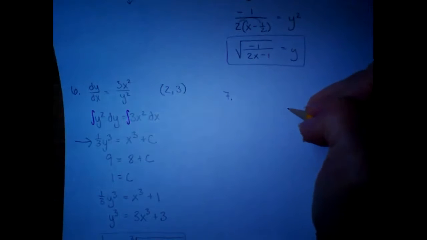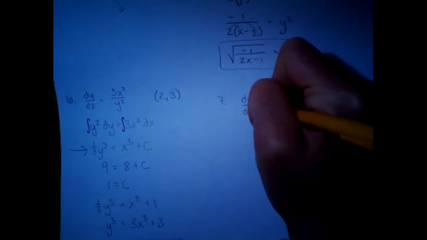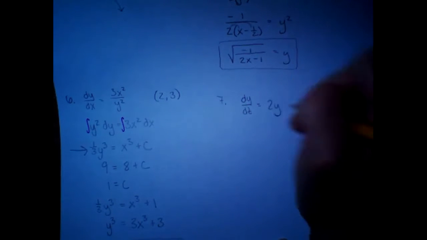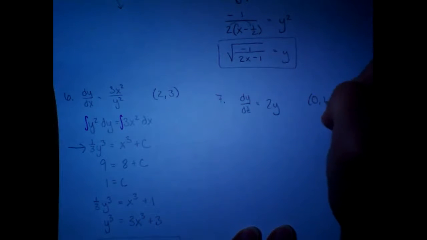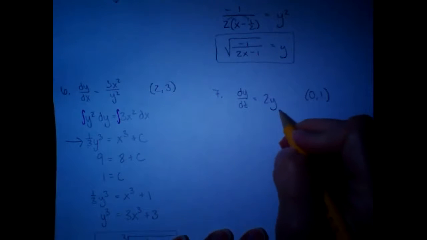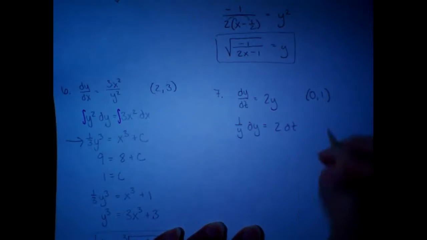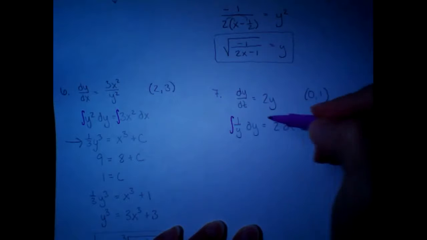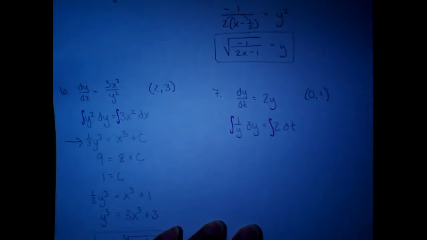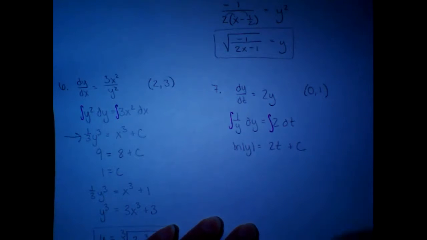All right, and then number 7, a particle begins at 0, 1. So that's the initial condition, moves along the y-axis so that its velocity dy dt is double the position y. So dy dt is 2y, it's double the position y. And it said the initial condition was 0, 1. So we're going to divide over the y and then multiply over the dt. All right, so this will give us ln of y equals 2t plus a constant.